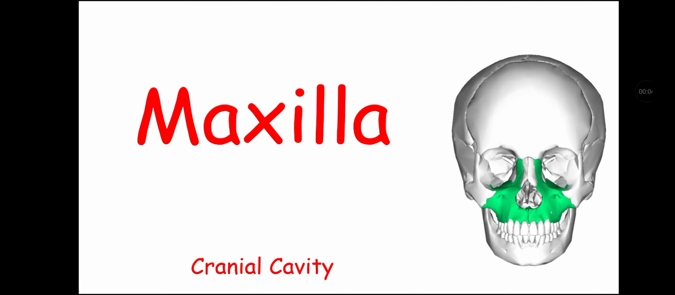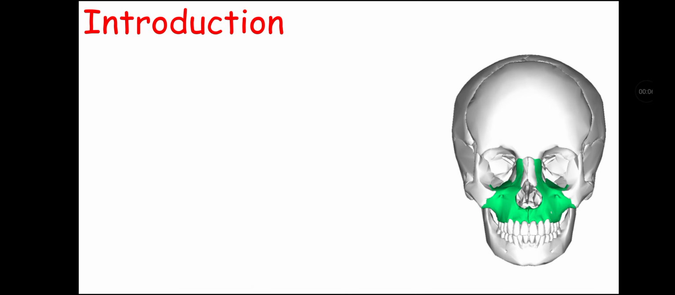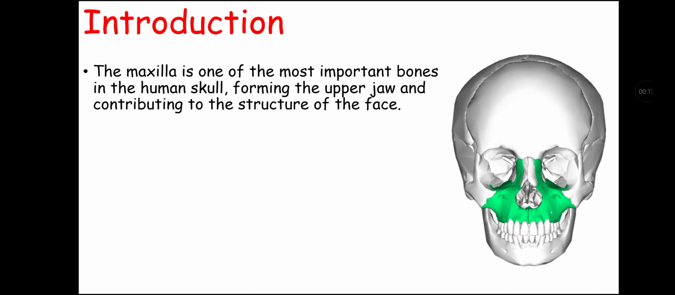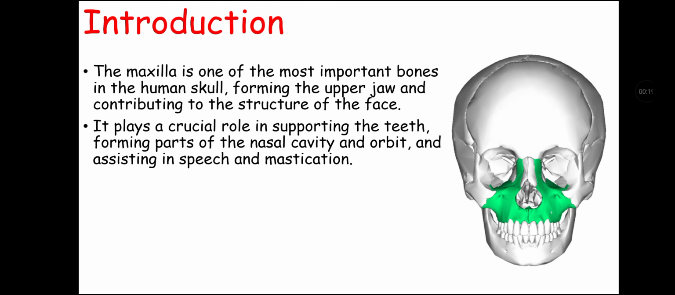Today we are going to talk about Maxilla. We will start our topic with introduction, and here you can see the picture of skull, and the green portion is the maxilla. Maxilla is one of the most important bones in human skull, forming the upper jaw and contributing to the structure of face.